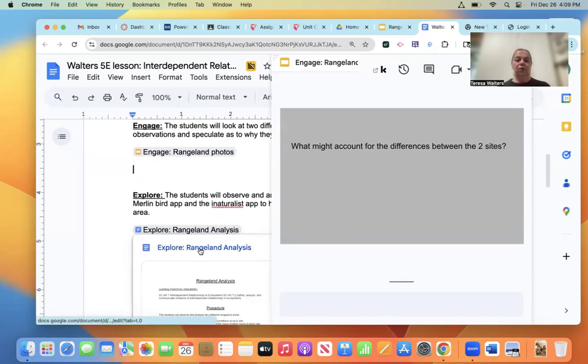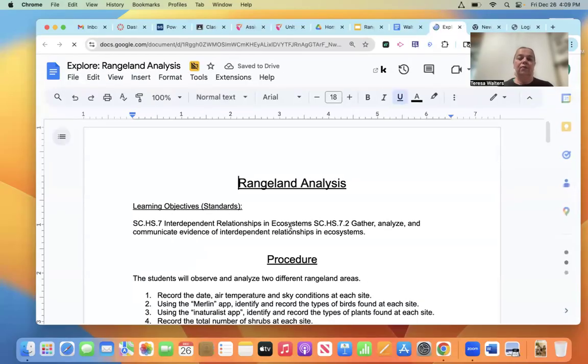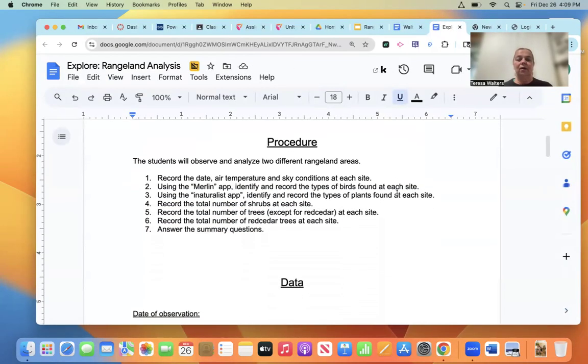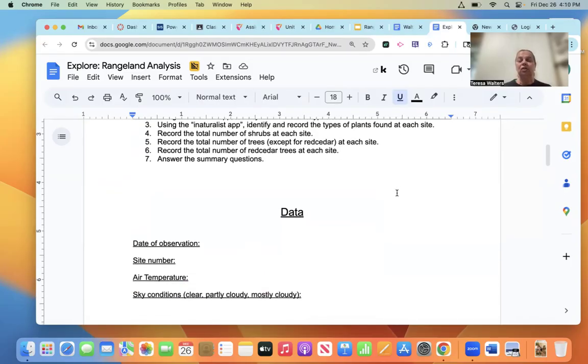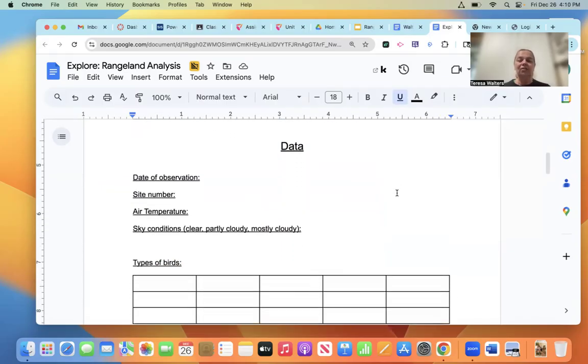Then the explore for rangeland analysis. We went out to a couple different sites and we recorded the information, the day it was, what's the air temperature, what's the sky conditions. We recorded the total number of shrubs at each site, the total number of trees, except for red cedar. We did those separately. And then we had some summary questions.